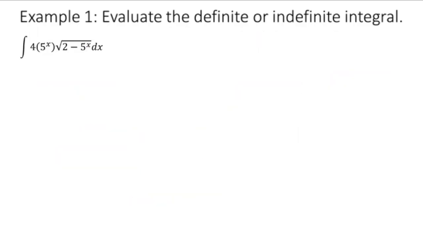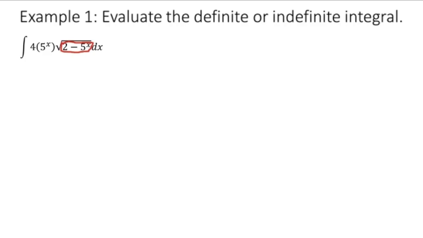Now we're going to evaluate the indefinite integral of 4 times 5 to the x times the square root of 2 minus 5 to the x dx. Now this problem is a little bit different compared to the last three we just did. In the last three, we made our u the exponent of our exponential expressions. But here, we see the 2 minus 5 to the x trapped inside the square root.